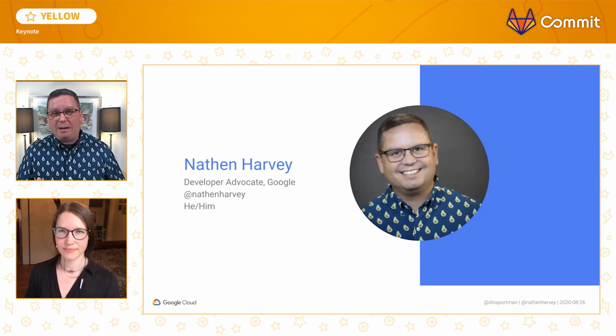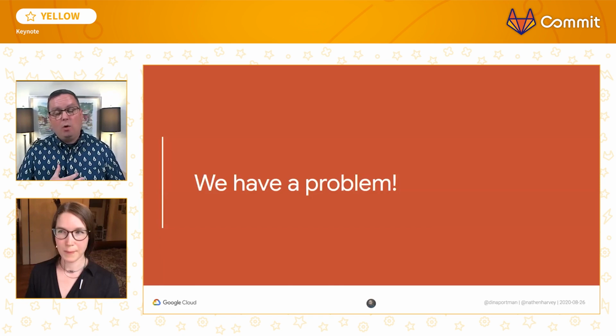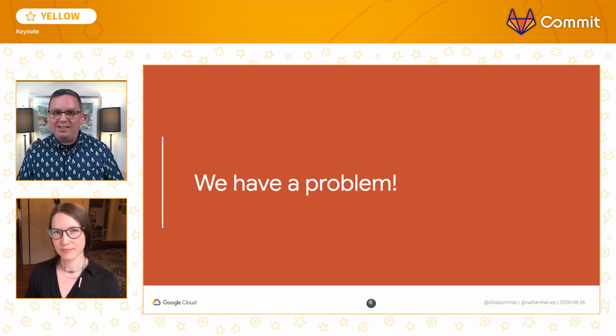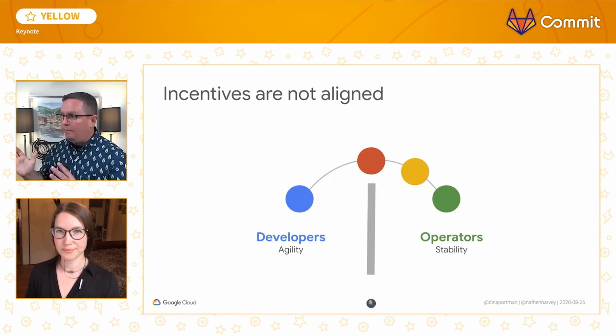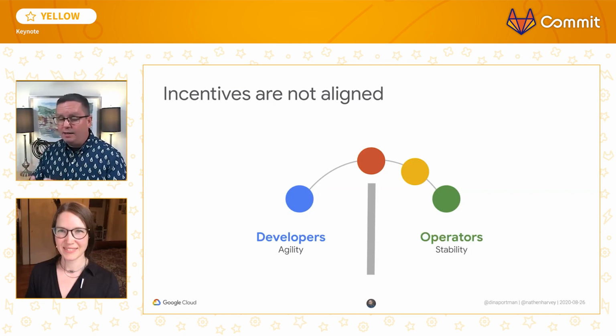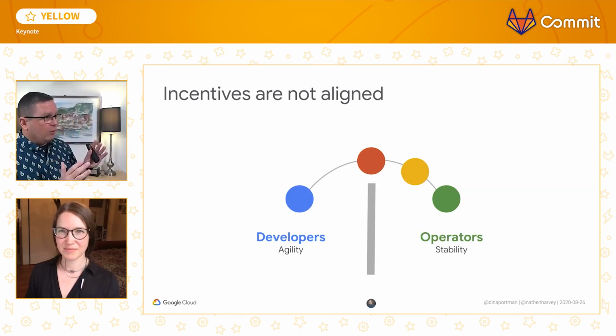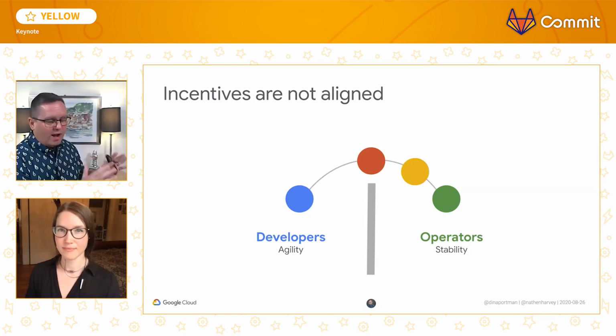But when we start talking about DevOps, we have to recognize we have a problem. This problem was true in that organization where I was. It may even be true in the organization where you are today. That problem is pernicious, and it is that our incentives are not aligned. We turn to our developers and we say, your job is to build and ship features as fast as possible. Your job is agility. And then we turn to our operators and we say, your job, operators, is to make sure that the platform is stable, that nothing ever breaks.